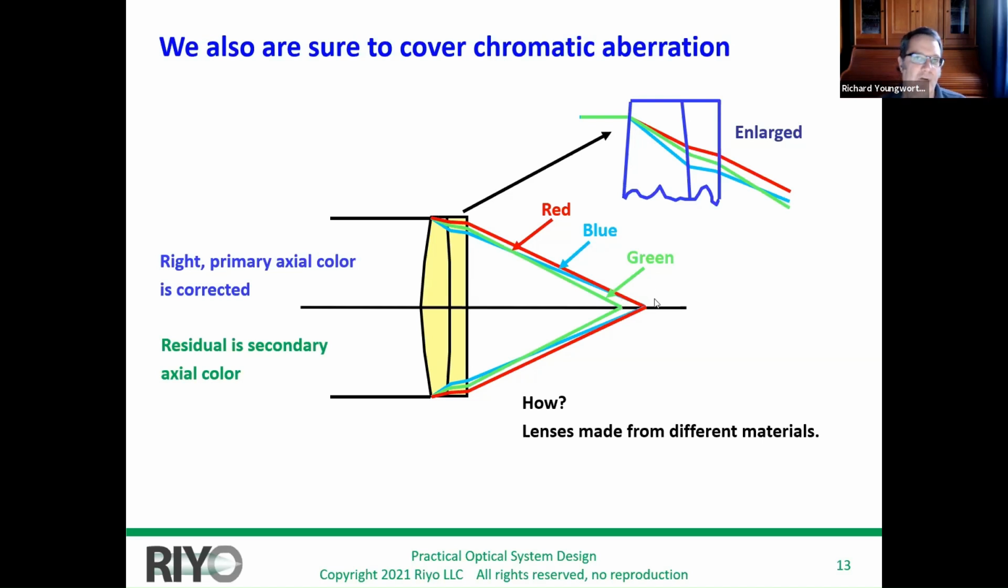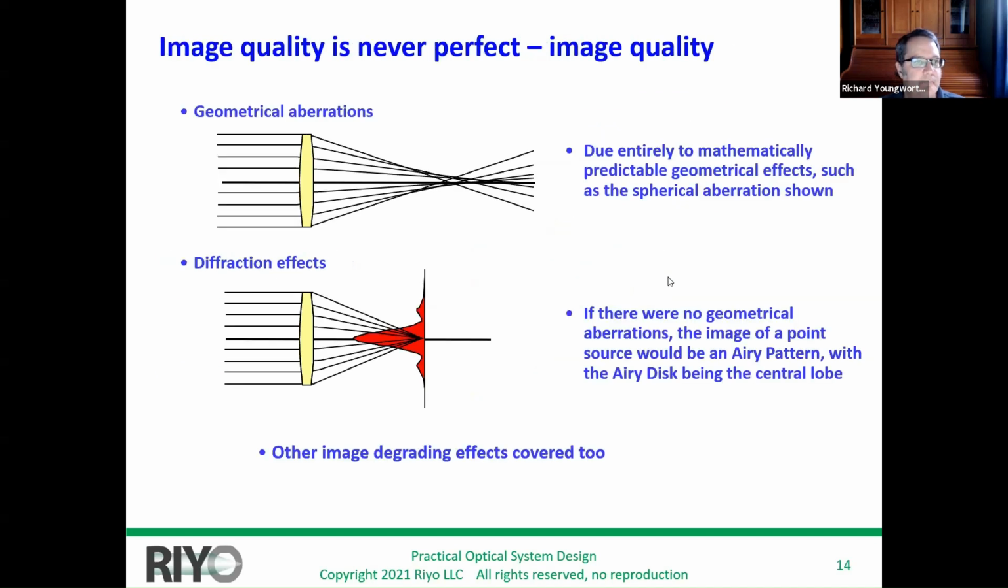How is this done? That's part of what we discuss in the class. There's some theory behind it, but essentially you make the lenses from different materials with different dispersion. One is positive in power, one is negative, and that allows us to correct this.